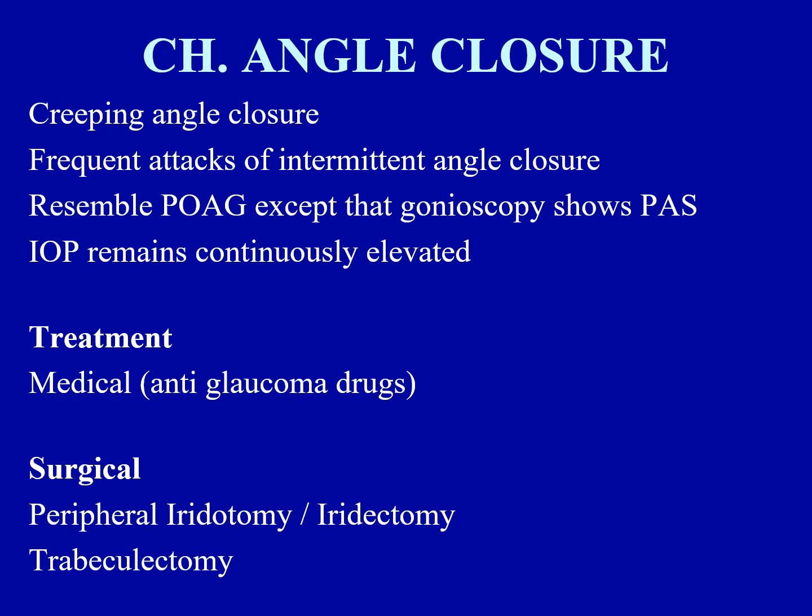And the other stage is chronic angle closure. There may be creeping angle closure, frequent attacks of intermittent angle closure. It resembles primary open angle glaucoma, except that gonioscopy shows peripheral anterior synechia, but the intraocular pressure remains continuously elevated. You will tackle the chronic angle closure glaucoma with the medical treatment, as we have mentioned in the previous lecture and in this lecture previously. Surgical treatment is the peripheral iridotomy or iridectomy, but if it fails, you can proceed to the trabeculectomy.